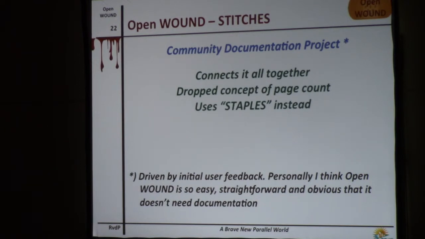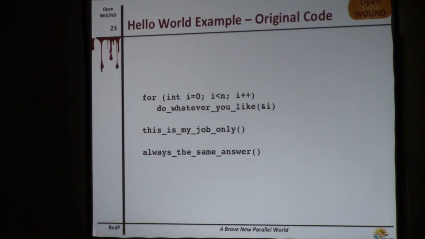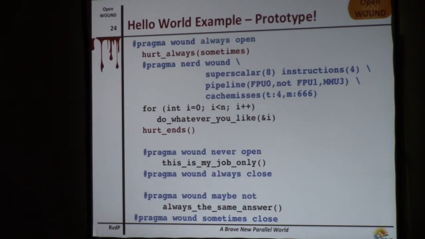I've been talking a lot about concepts and ideas, so I thought I'd give you a simple example, but in the interest of time, I won't be able to go through all the gory details. Here's my sequential code, a loop, and 2 function calls in it. So how would I tackle that with NERD? I hope you'll agree that this is really easy to do. So that's what my code looks like.